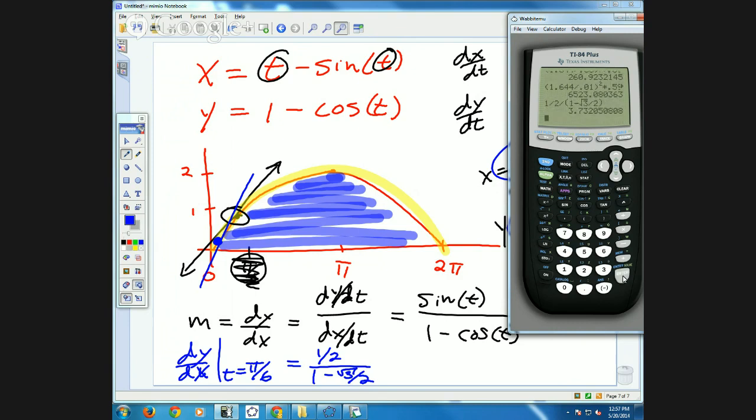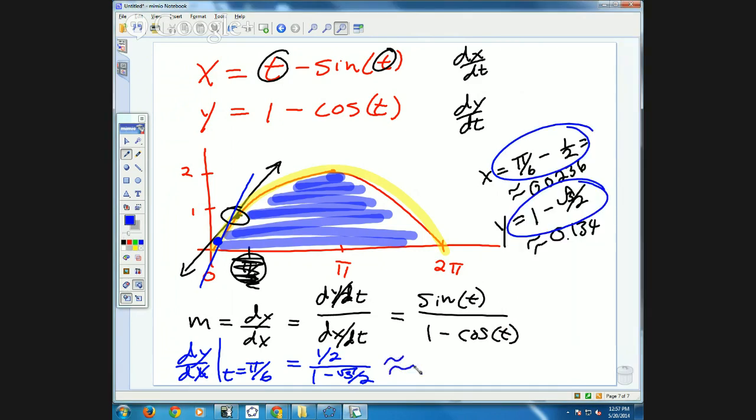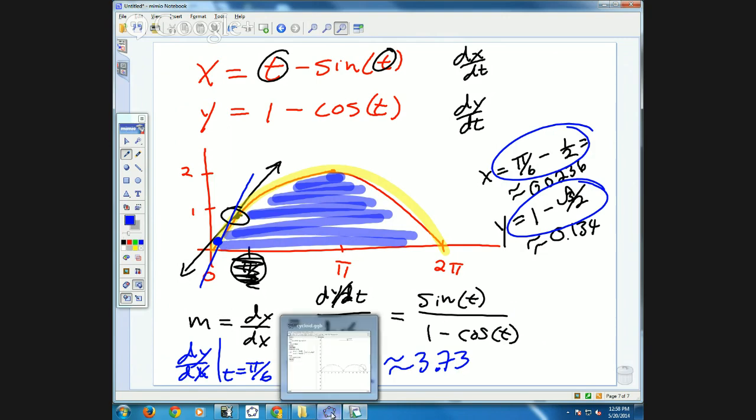All right, so I get the slope is almost 4, about 3.73. So I'm just going to enter that into GeoGebra approximately. If you guys got those approximate numbers written down somewhere. Actually, I could do them exactly.